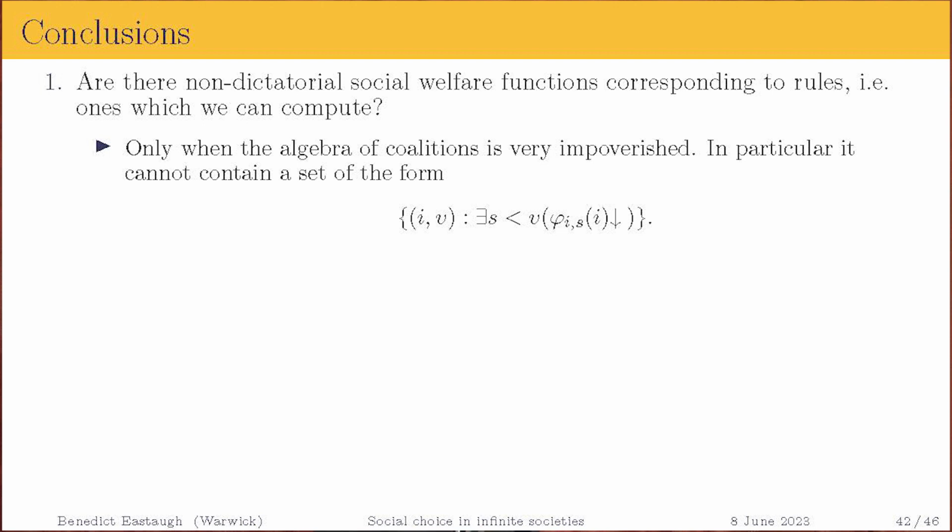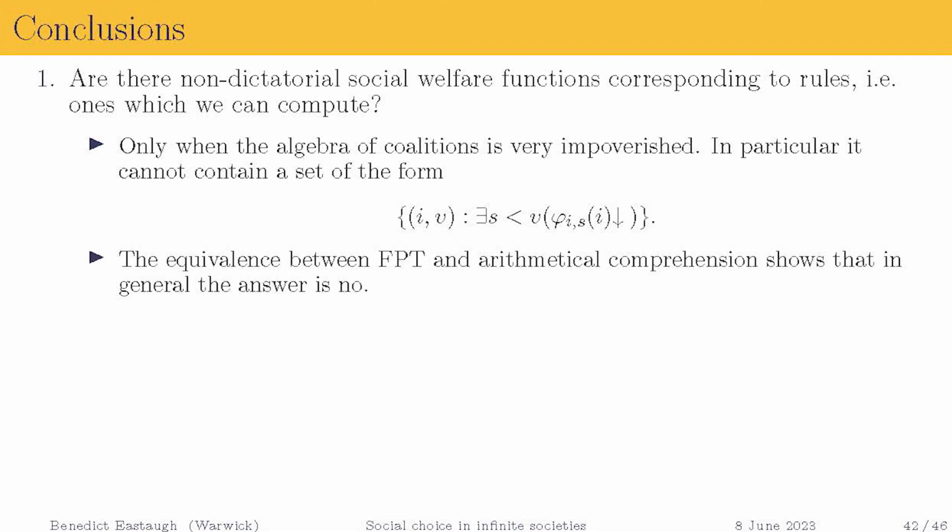I won't explain in too much detail, but maybe I won't go into too much detail on this. We can cover it in the questions if people are interested. But this equivalence between Fishburn's possibility theorem and arithmetical comprehension shows that, in general, the answer to this question is no. We can't have social welfare functions that we can compute that are non-dictatorial.